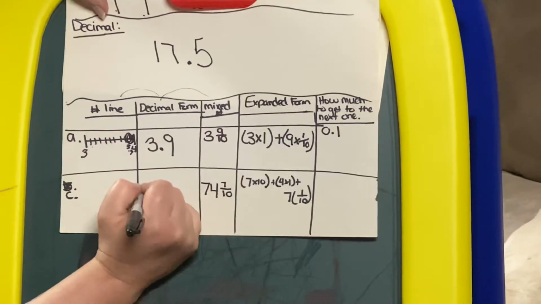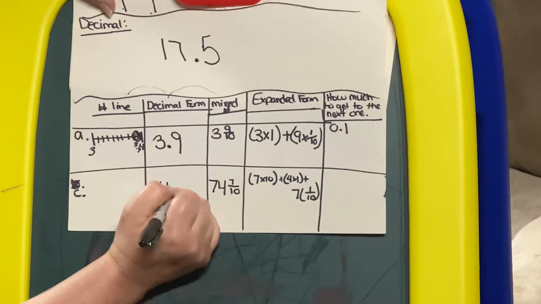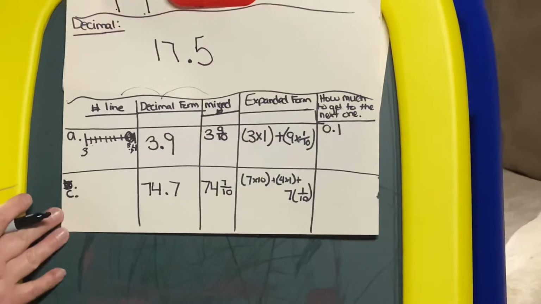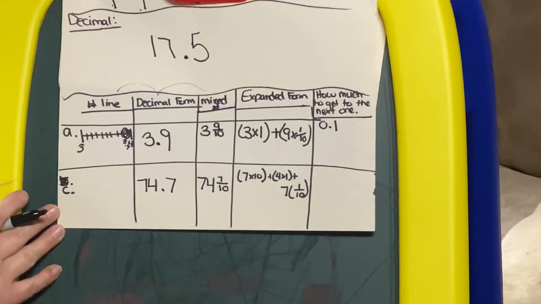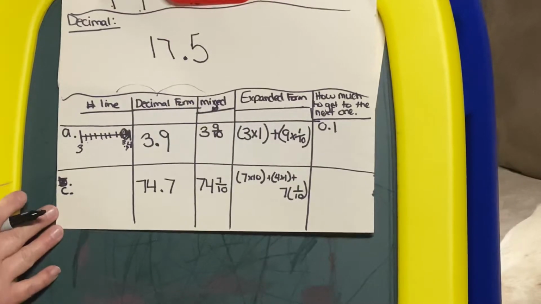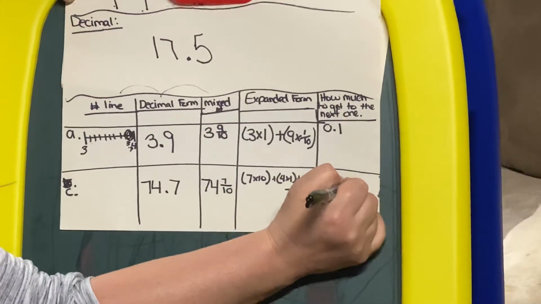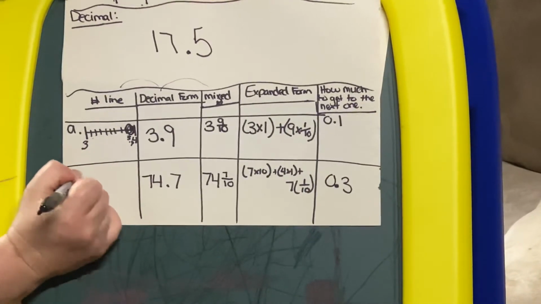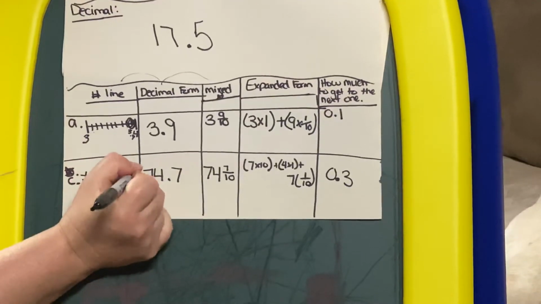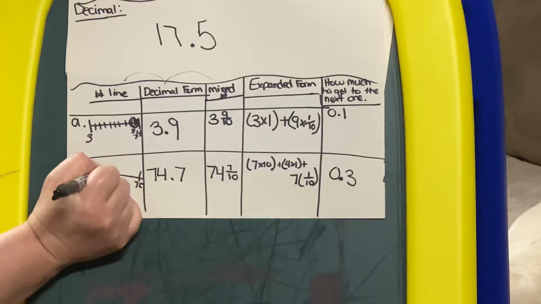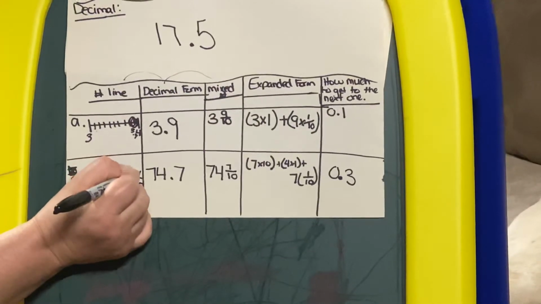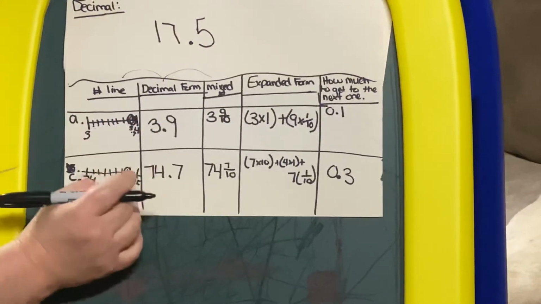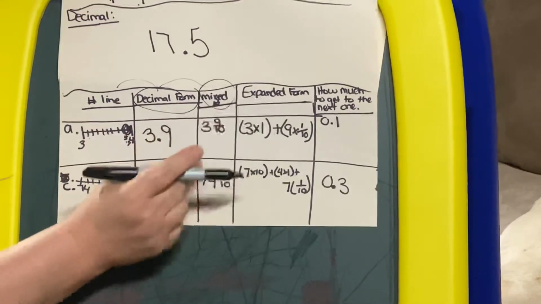If I'm writing it as a decimal, 74.7. If I'm looking to get to the next one, 74, the next number is 75. So 7 in my head plus what out of 10 will get me to 10? It is 3. So 0.3 is what will get me to 10. My number line would be 74. That's my number that I'm at. I need to get to 75. 1, 2, 3, 4, 5, 6, 7. Here is 74.7.